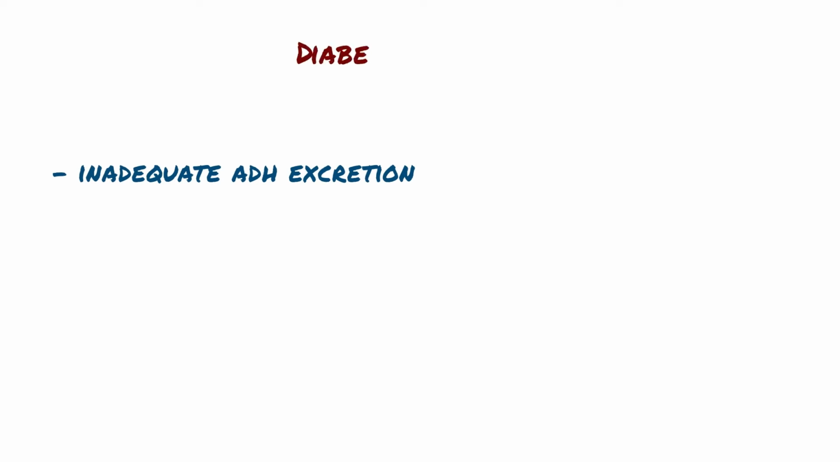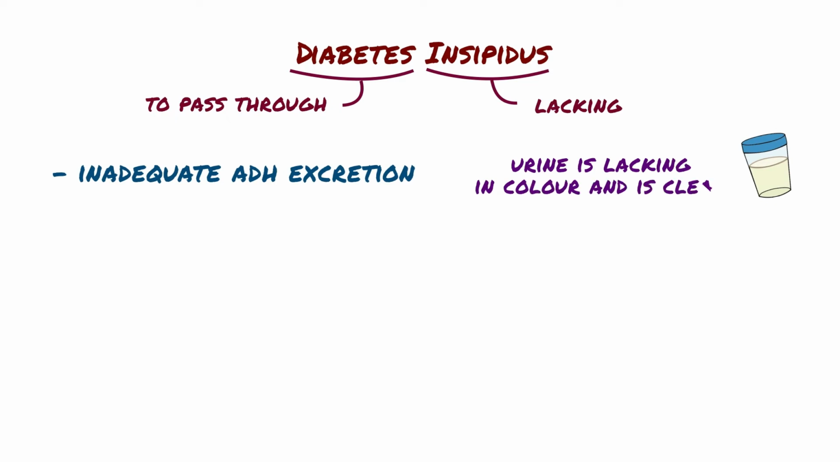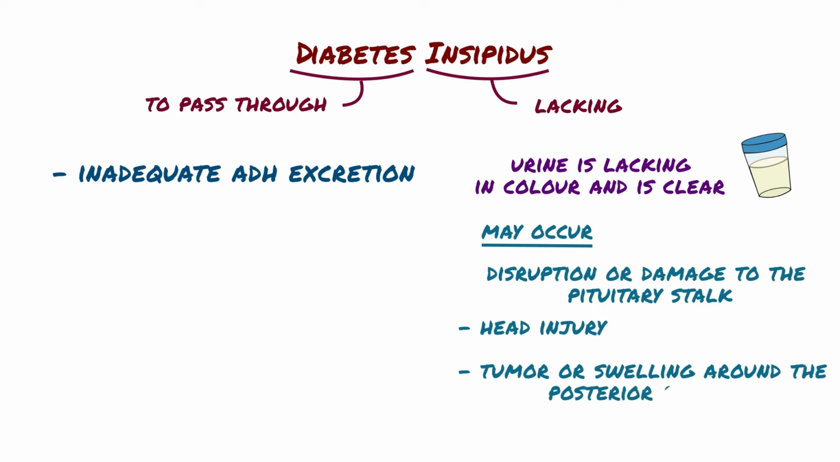Now, if ADH is excreted in inadequate amounts, it is called diabetes insipidus. Diabetes means to pass through, and insipidus means lacking. In this case, the urine is lacking in color and is clear. Diabetes insipidus may occur if there is disruption or damage to the pituitary stalk from a head injury, tumor or swelling around the posterior pituitary, or after pituitary surgery.